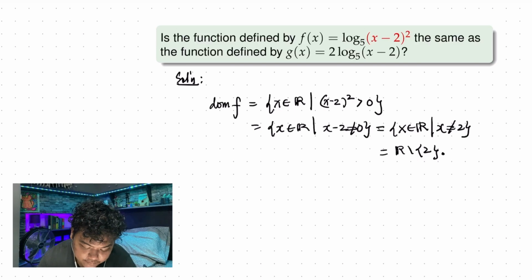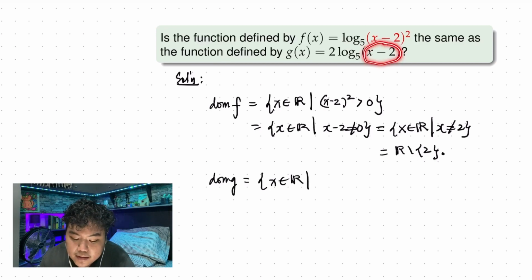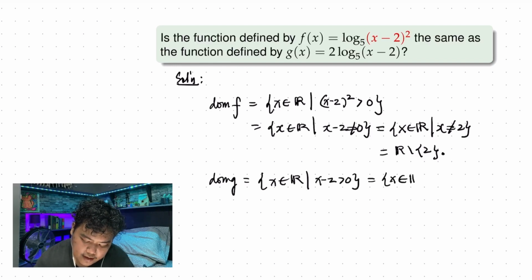And we do the same for g. So, the domain of g is the set of real numbers x such that bawal mag-negative or 0 ito. So, dapat ito ay positive. Anything na pinapasok sa log, positive. So, x minus 2 greater than 0 or x in R such that x is greater than 2. Pag sinulat mo, this is 2 to infinity.